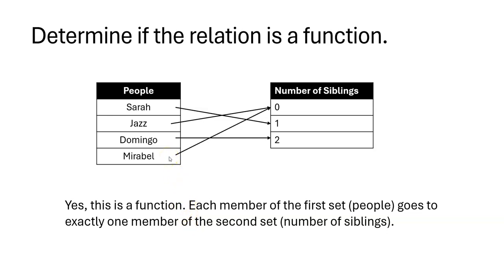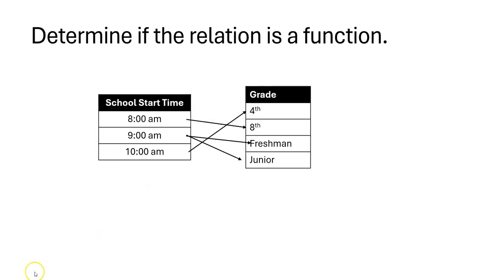If you map it out like this, where the domain is on one side, the range is on the other, and you draw arrows, if the domain has just one arrow coming from each piece, then it is a function. Let's look at the next one.